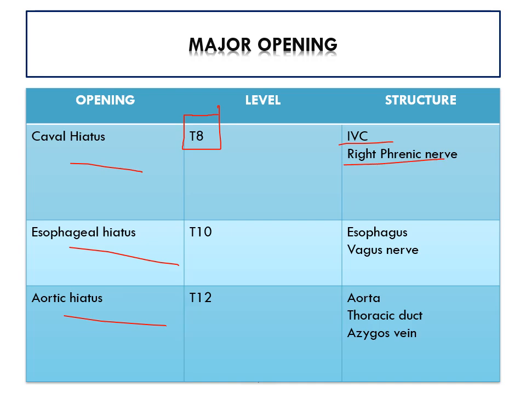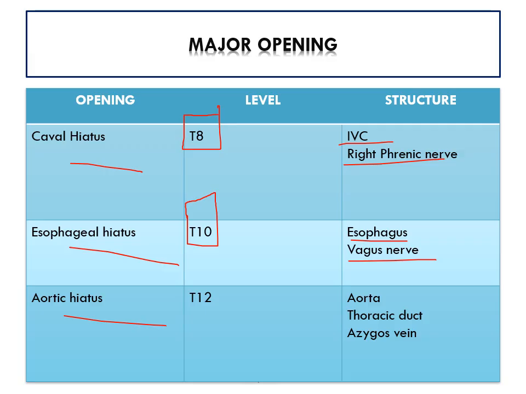Then below that, we have the esophageal hiatus. The esophageal hiatus, like I said, is formed by the right crus of the diaphragm. It is related to the 10th thoracic vertebra, and it tends to carry the esophagus, hence the reason why we call it the esophageal hiatus, along with the vagus nerve. So the right and left vagus nerves pass through the esophageal hiatus to enter into the abdomen.